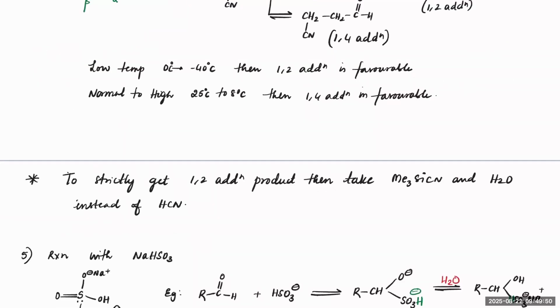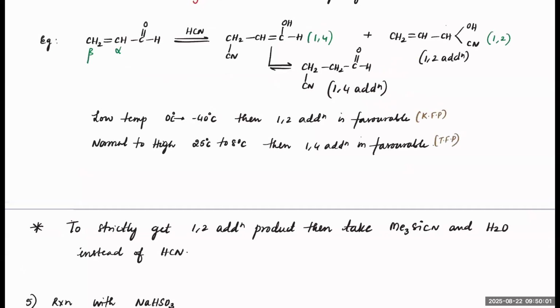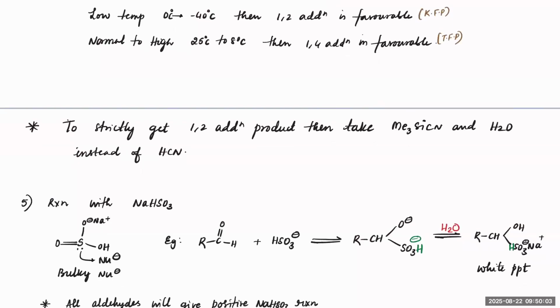So I'll just put it here. This is KFP, kinetically favored product. This is TFP. At this point, I do not expect to go into further details about why KFP and why TFP. We will see it when we prepare it for advance after mains. अभी के लिए जरूरत नहीं है.